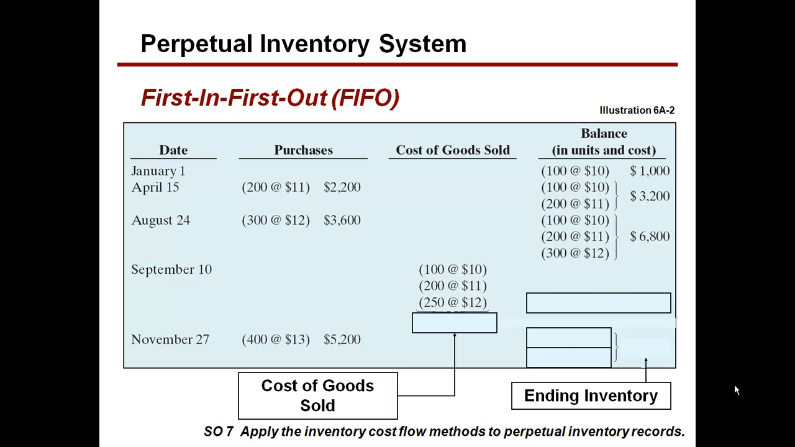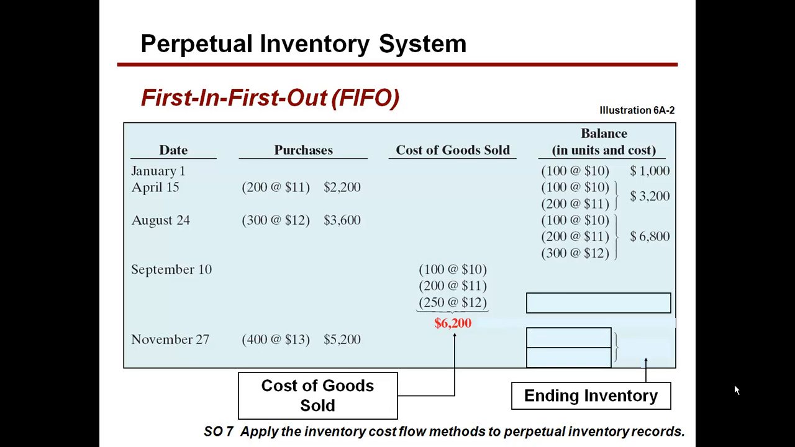The third layer, we only need to sell 250 because the 250 plus 200 and 100 equals a total of 550 we sold. So we just need 250 of the $12 unit. And so our total cost of goods sold, extending those out individually, is $6,200.